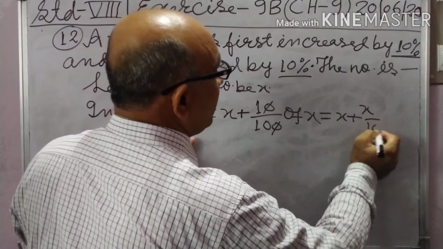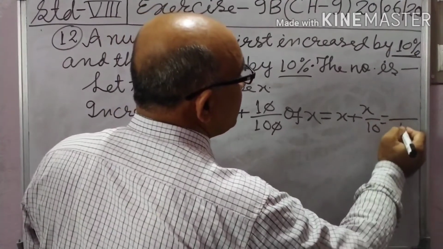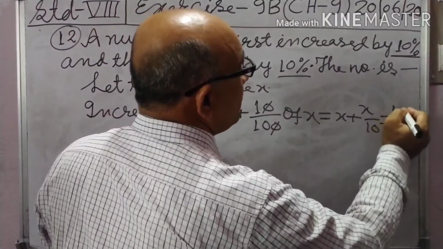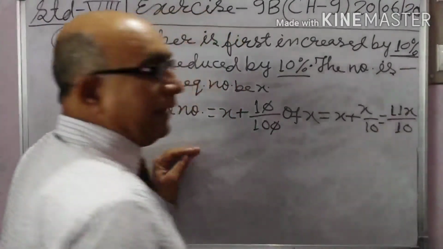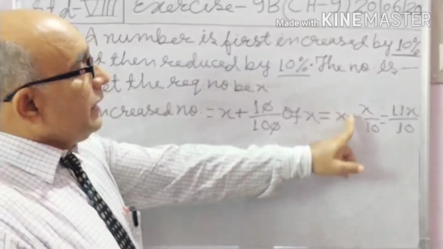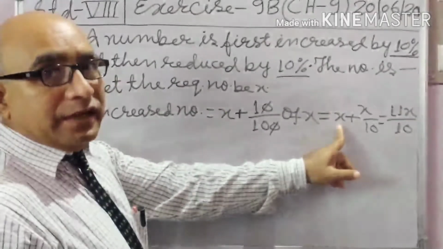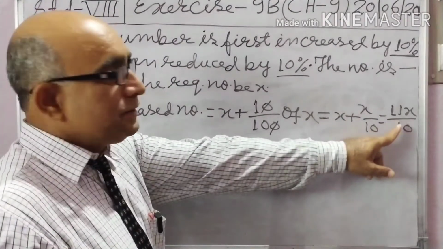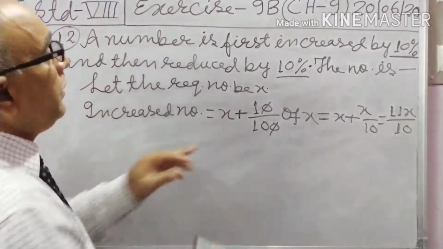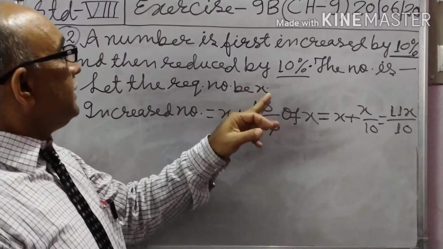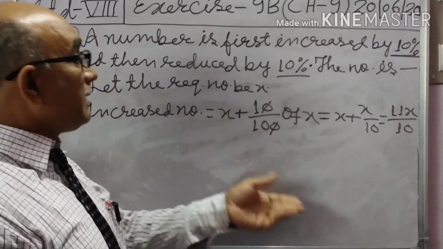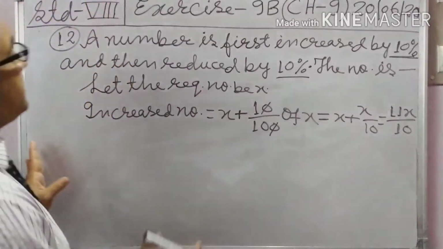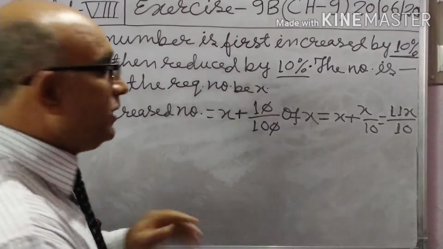x by 10. Take an LCM of 10. 10x plus x equal to 10 into x, 10x plus x, 11x by 10. Now the number x, after the increase, changes into 11x by 10. Now it is reduced by 10% also.